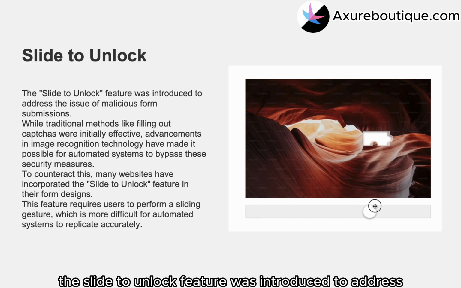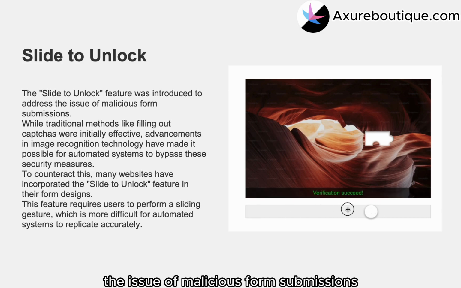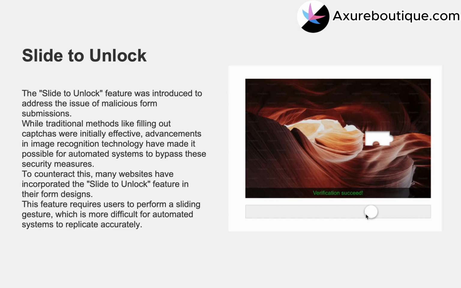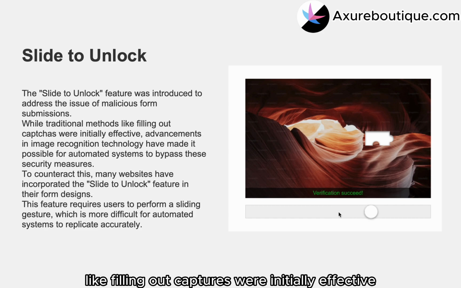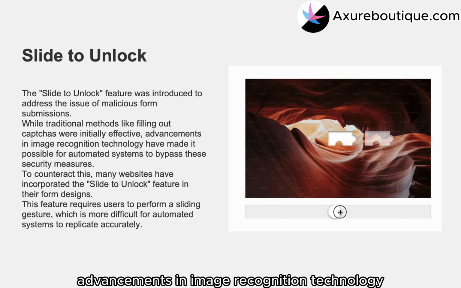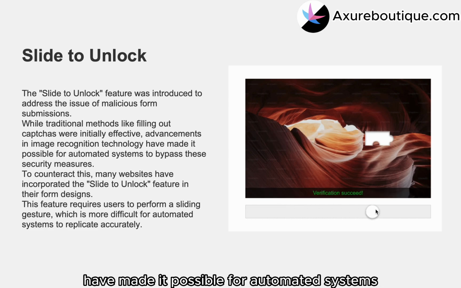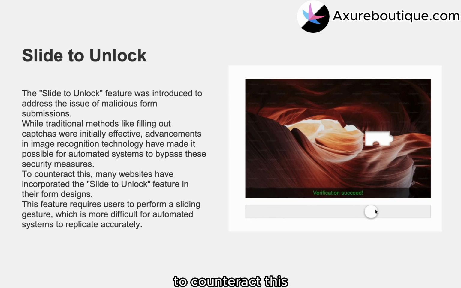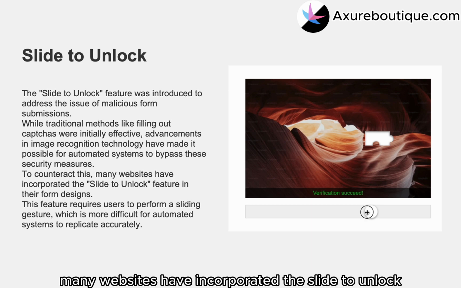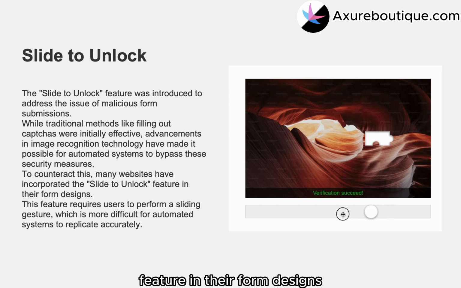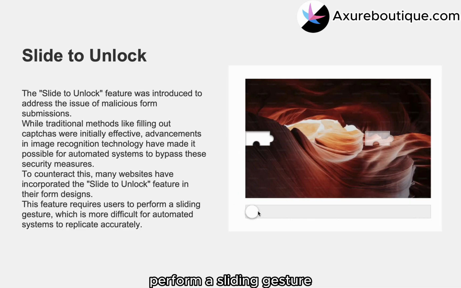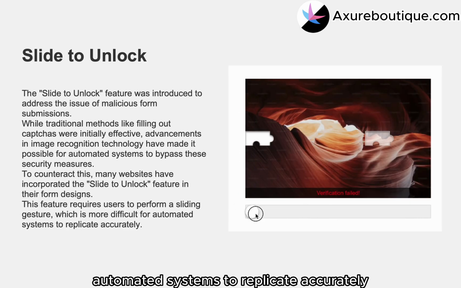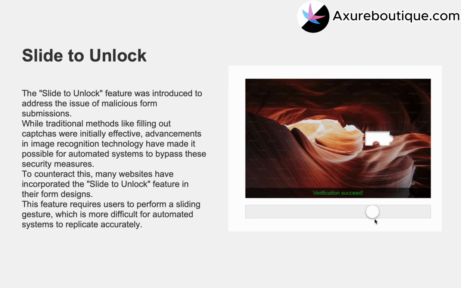The slide to unlock feature was introduced to address the issue of malicious form submissions. While traditional methods like filling out captchas were initially effective, advancements in image recognition technology have made it possible for automated systems to bypass these security measures. To counteract this, many websites have incorporated the slide to unlock feature in their form designs. This feature requires users to perform a sliding gesture, which is more difficult for automated systems to replicate accurately.